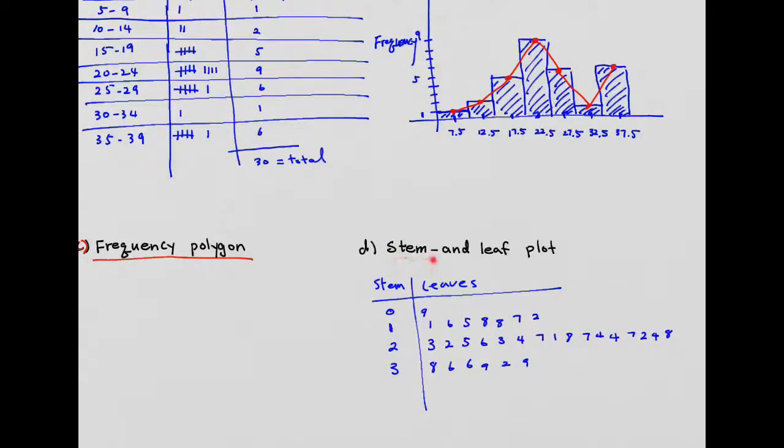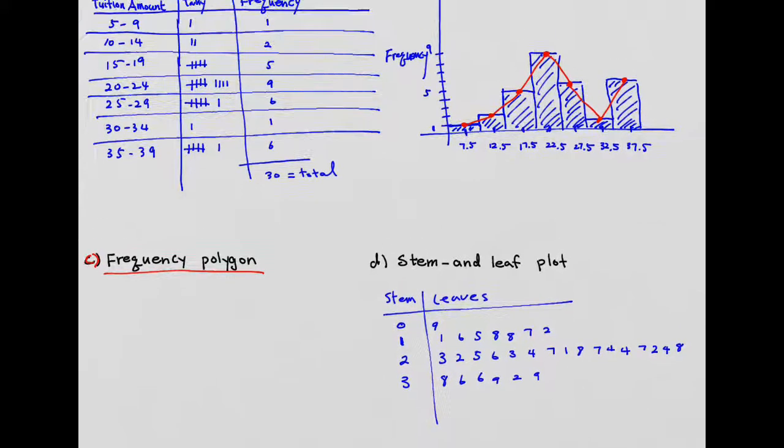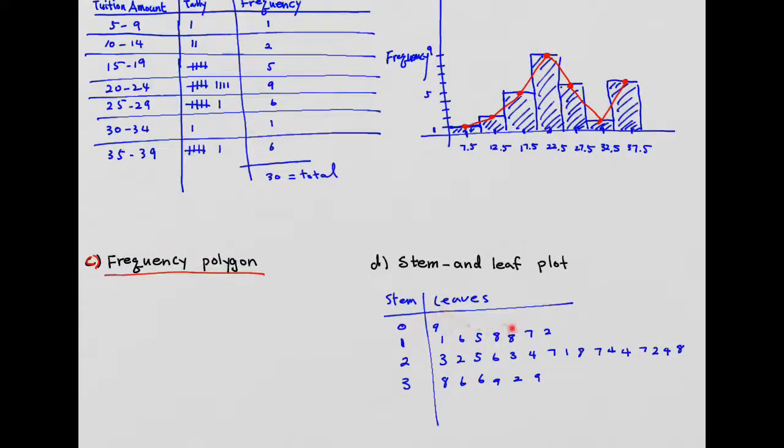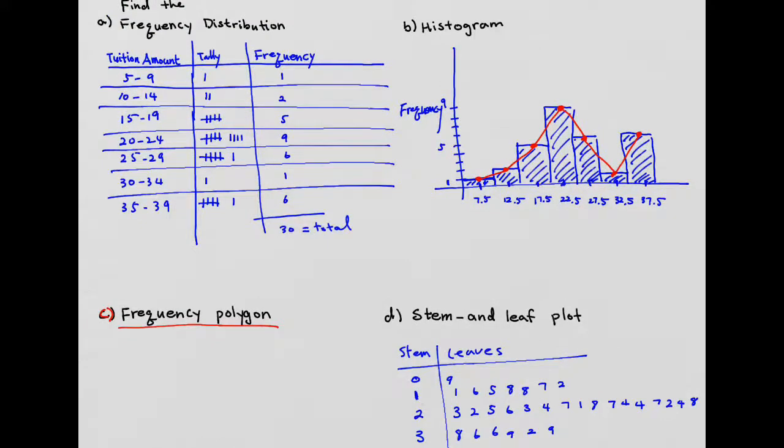So again, with the stem and leaf plot, you end up seeing all the data and you don't lose the numbers. And at the same time, you can see the graph form of it, right? That's the difference between frequency distributions and stem and leaf.